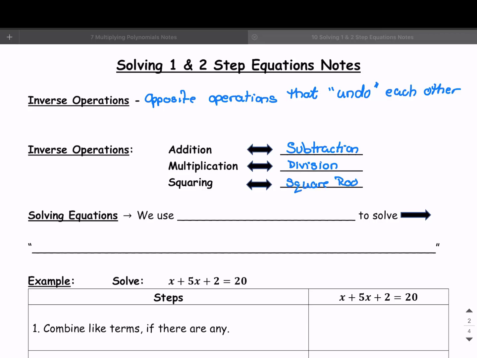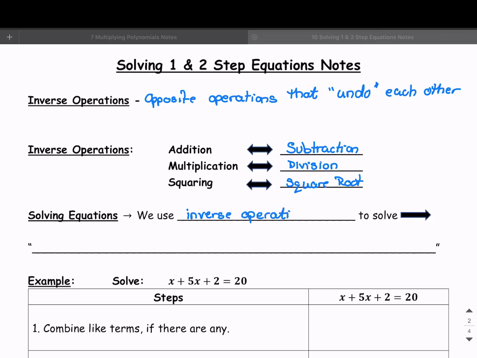Now, likewise, what's the inverse of subtraction? It's addition. What's the inverse of division? It's multiplication. And what's the inverse of a square root? That would be squaring. They undo each other. If you add 2 and then you subtract 2, you have basically done nothing. It's like turning on the lights and turning off the lights. You're still in the dark. Okay? So when we solve equations, we use inverse operations.